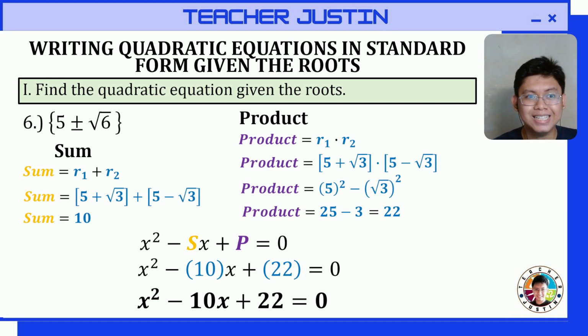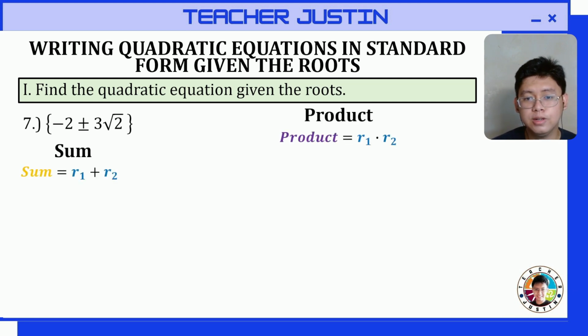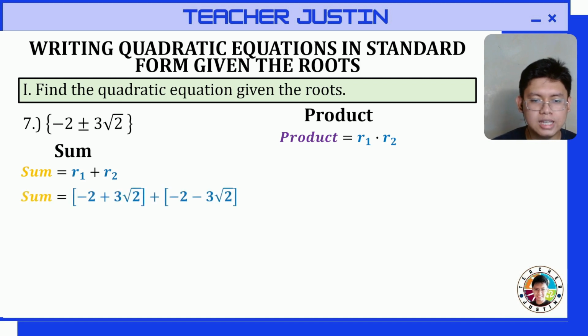Ta-da! Alright. Let's find the quadratic equation of these given roots, negative 2 plus minus 3 square root of 2. So, para masulat natin yung ating quadratic equation, kailangan nating hanapin yung sum and product of our roots. So, kunin muna natin yung sum natin. So, let's add negative 2 plus 3 square root of 2 and negative 2 minus 3 square root of 2.